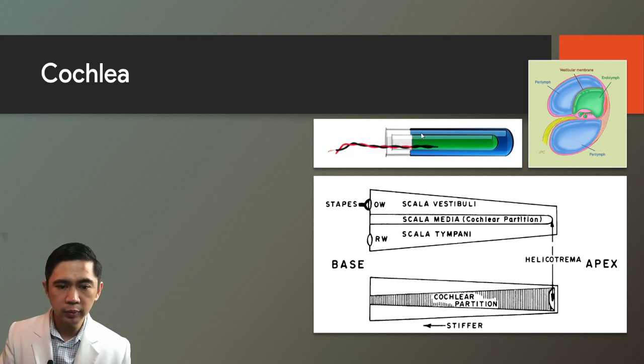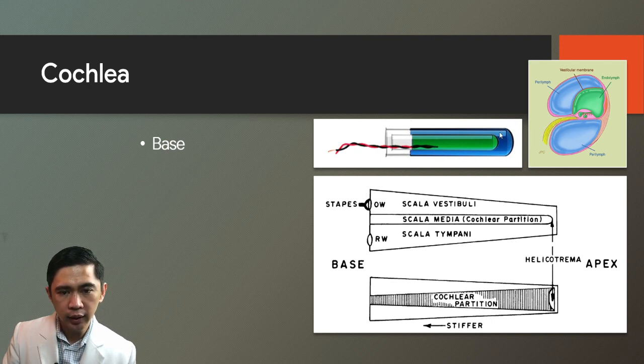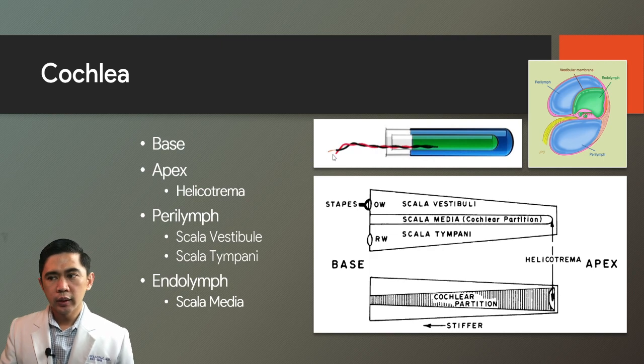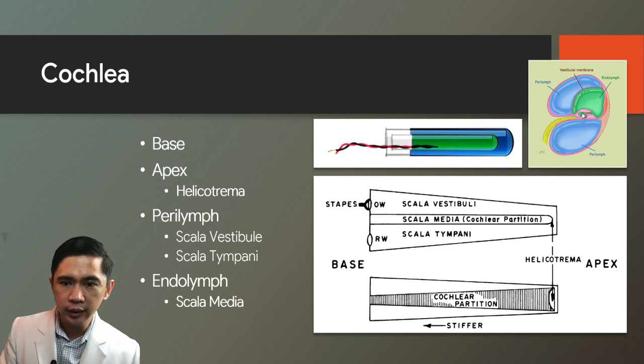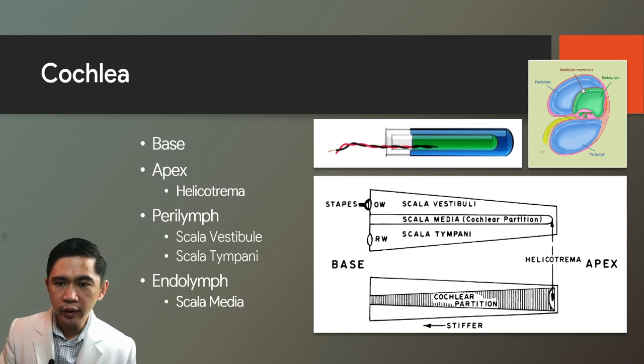So again, scala vestibuli, media, tympani, perilymph, and endolymph. The base is here and the apex is here. The apex is near the helicotrema. It is the part of the scala media at the apex. Here, I will also emphasize that the vestibular membrane, or the Reisner's membrane, is very thin, such that when force is applied through the oval window, force will also propagate through the endolymph as well as the perilymph.